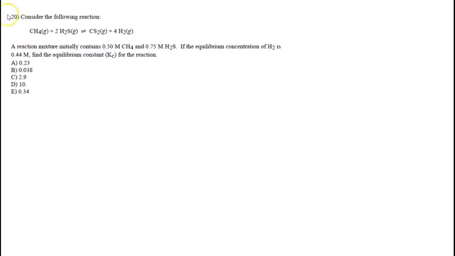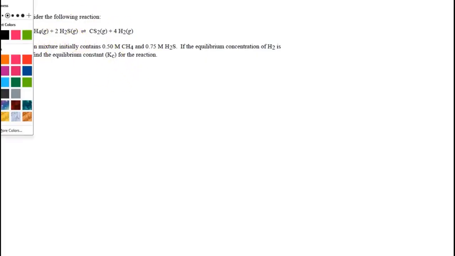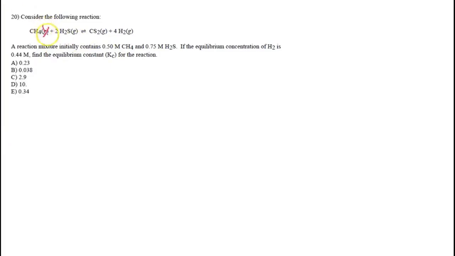Number 20 is consider the following reaction. You have everything as gaseous here. Now, the only time that things can change is if you don't get gaseous. So I want to speak on that really quick, just in case. So say this is a solid.